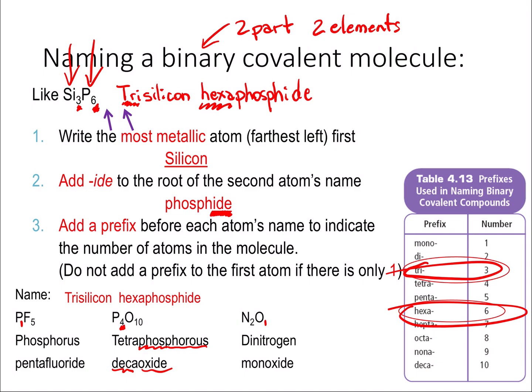Hold on, here's the catch. If the subscript is for the first element, you don't say it. But, lovely chemical naming conventions, if the subscript is 1 for the second element, you gotta say it. So, yep, mono is said for the second thing in a binary covalent compound.